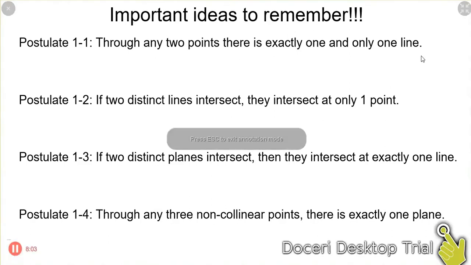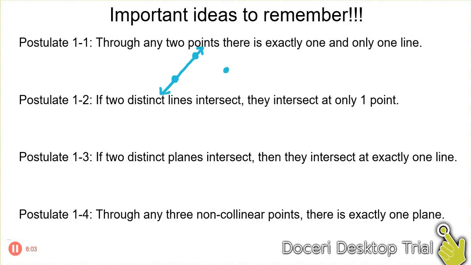Through any 2 points you may have, there is exactly one line. So it doesn't matter where your points are. Through any 2 points, there is exactly one line. So even if I put a point over here, I could make a line with these 2 points, or I could make a line with these 2 points. So through any 2 points, there is exactly one line.